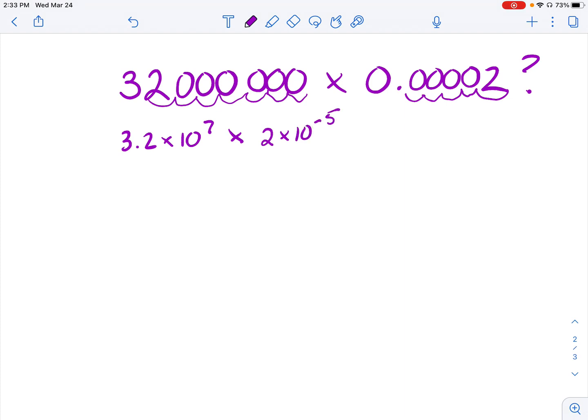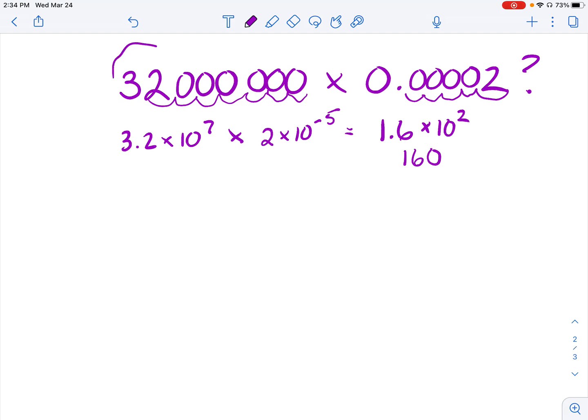well, gee, this isn't so hard because now I can use the power rule. 3.2 divided by 2 is going to be 1.6. When you multiply, you add the powers. So 7 plus a negative 5 is 2. So 1.6 times 10 to the second, which would also be 160, which is the answer.